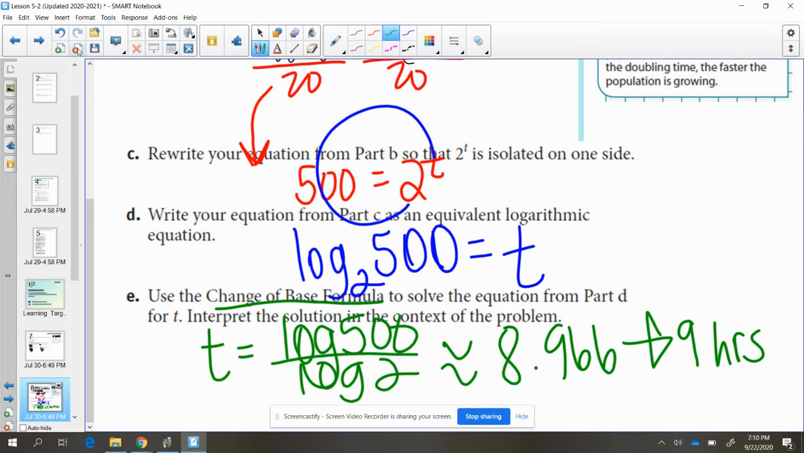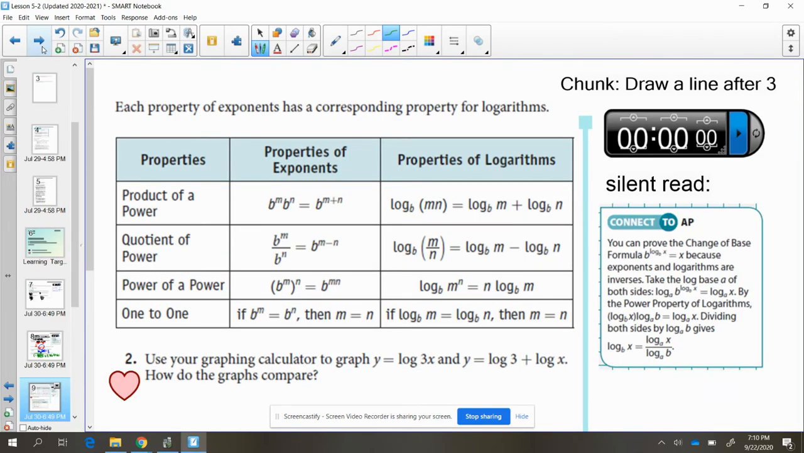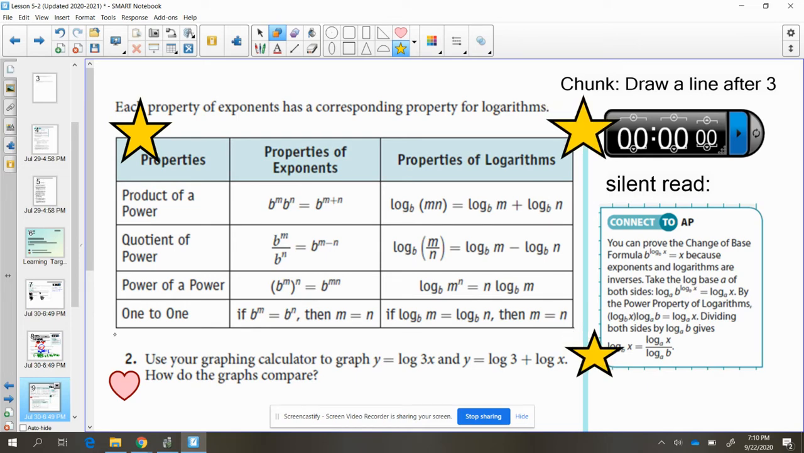Okay. Now, this is where the fun begins. And if I could put about 1,000,000 stars on this page, I definitely would. So we have stars all over the place for these next couple of boxes. Okay.